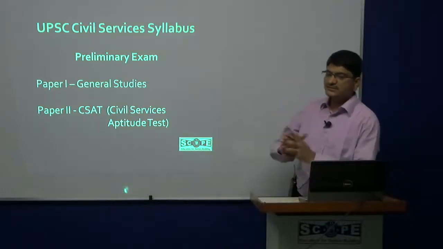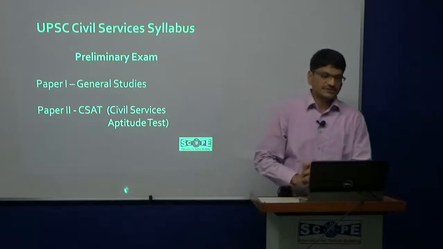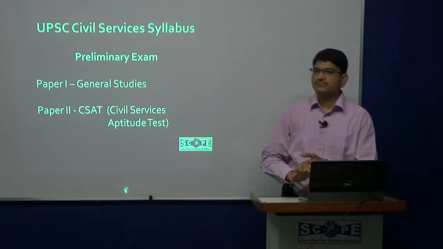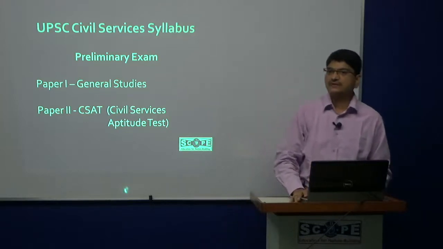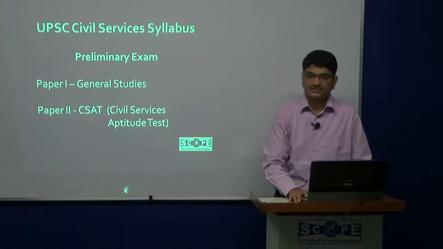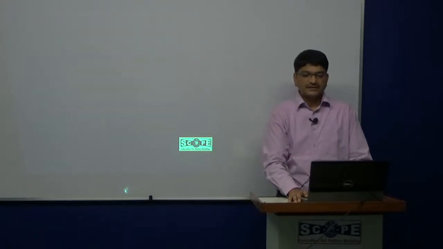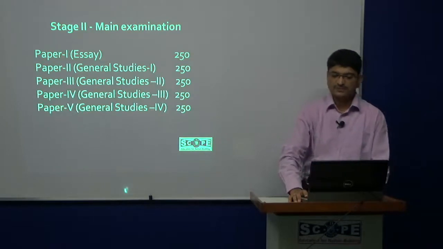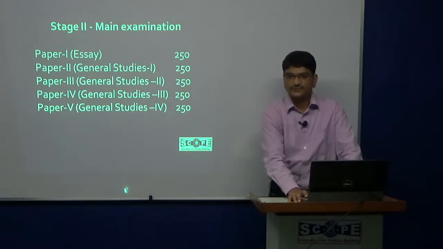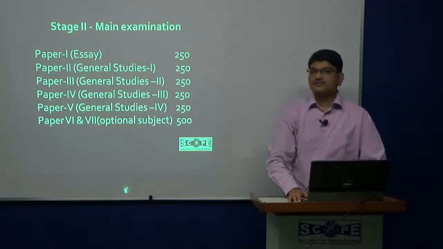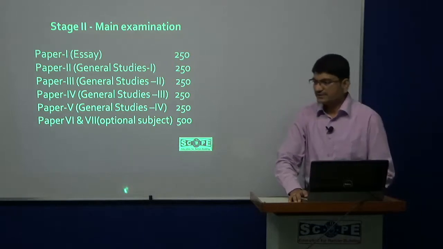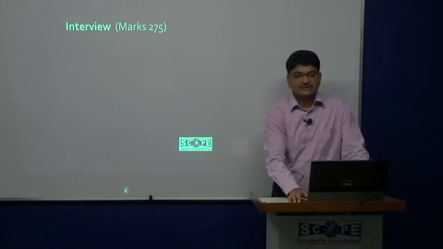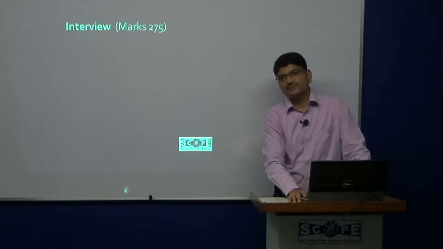Let us discuss the general studies syllabus of the UPSC Civil Service Examination. So first, the three stages of examination: the preliminary exam, 2 papers, general studies and CSAT, Civil Services Aptitude Test. Then the main examination. The merit papers include the essay paper and 4 GS papers, GS1, GS2, GS3 and GS4. And lastly, one optional subject carrying 500 marks. And the last stage of the exam is the interview, which carries 275 marks.